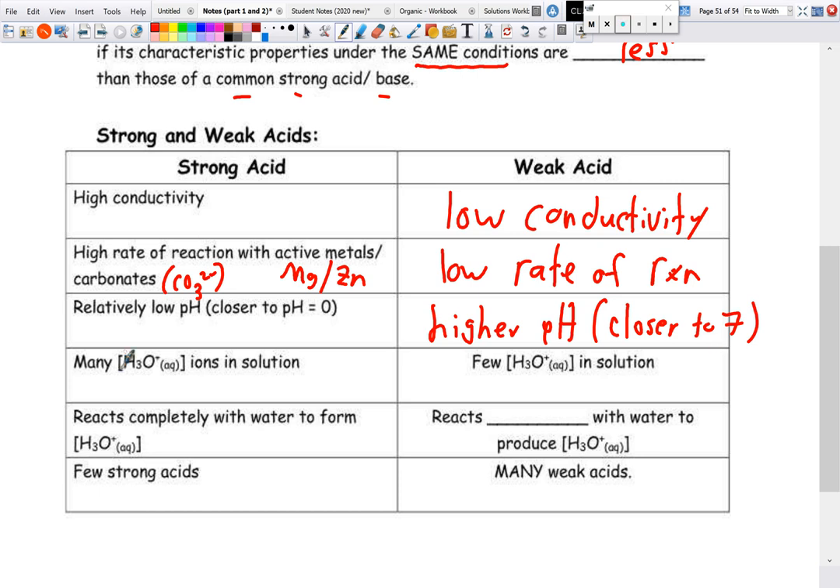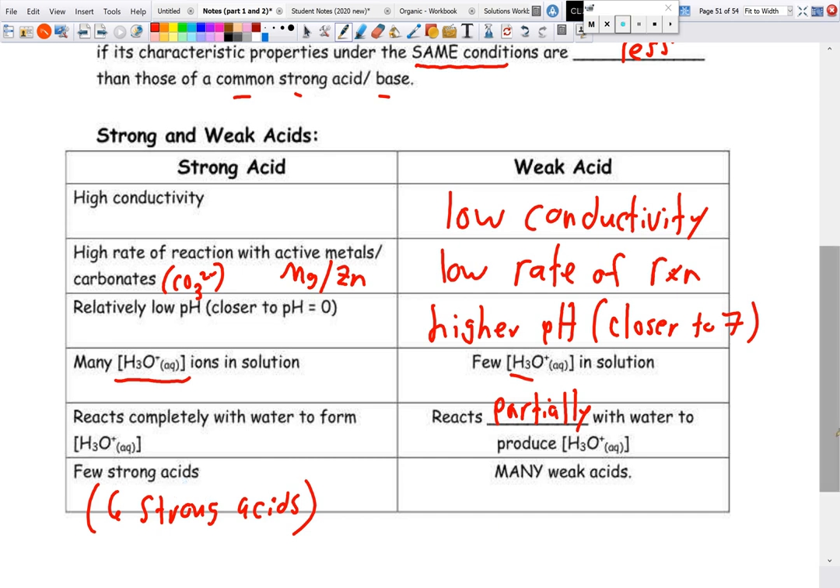So the reason strong acids are highly conductive and have such low pHs is that they have many hydronium ions in solution. Our weak acids are going to have very few hydronium ions in solution. Our strong acids react completely with water to form hydronium, whereas our weak acids only react partially with water to produce hydronium. Remember, there's only 6 strong acids, and there are many, many, many weak acids. So basically, if you have an acid that doesn't fall within that strong acid category, it's going to be considered weak.